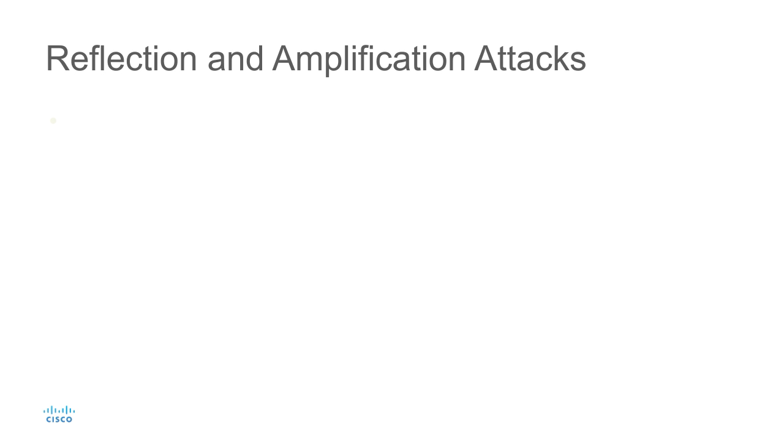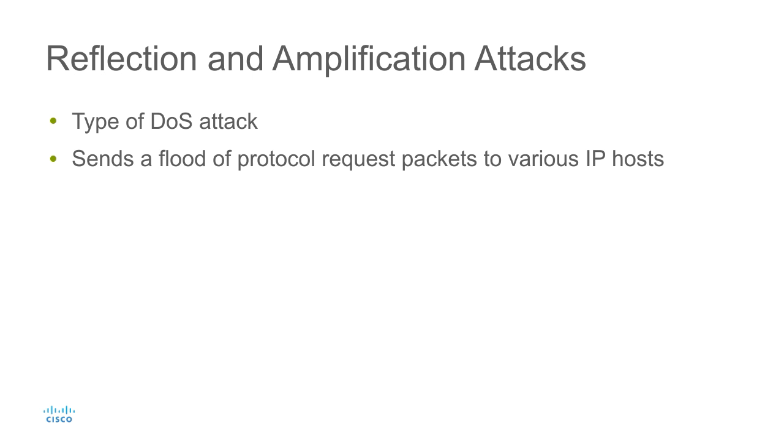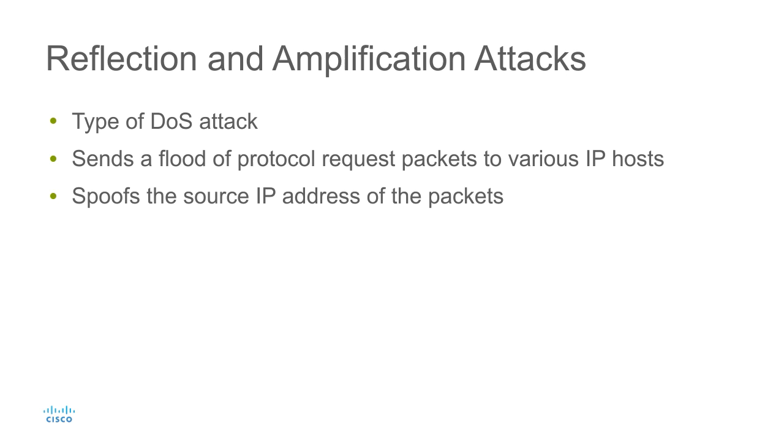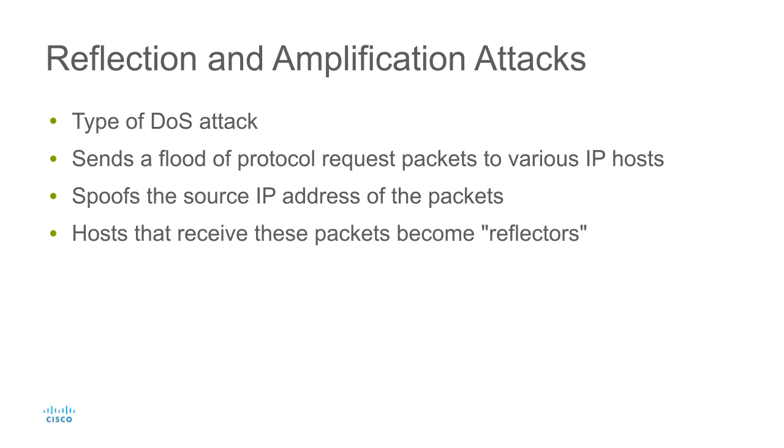Reflection and amplification attacks are another type of denial of service attack that send a flood of protocol request packets to various IP hosts on a network. The idea is that the attacker will spoof the source of a target device. The hosts that receive these flooded packets become the reflectors, and they reflect or respond back to the unsuspecting target. And what happens? That device gets flooded with all of these responses to something it didn't even ask for.